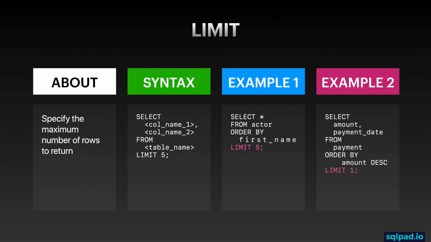In the second example, I wanted to find out the largest payment amount in this payment table. And I'm combining limit with order by. So I first order these results by the amount they spend descendingly, so that the largest amount of spend will appear as the first result. And then I limit to 1 result so that I will get the top spend only.